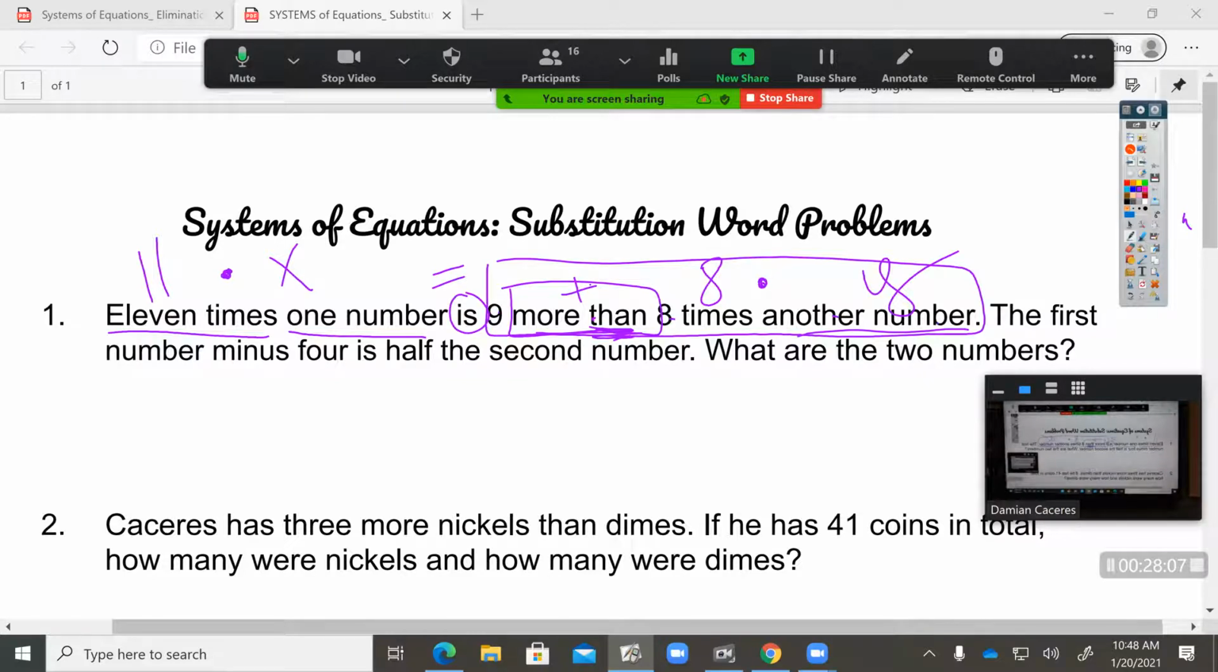So now we have our first equation right here, but we can't forget to switch the order where the words more than were. So here we got 11x equals 8y plus 9.